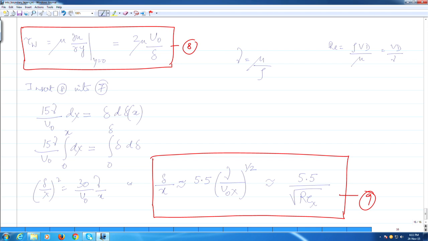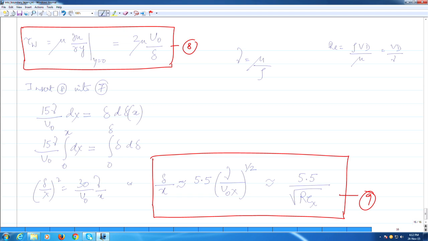So, what you see is that if you move a certain distance x, delta can be found, you can find out the height of the boundary layer. So, delta by x is around 5.5 by root Re x. These are the accelerated formulas. Of course, I am not getting into more issues now, laminar, turbulent and all of that.